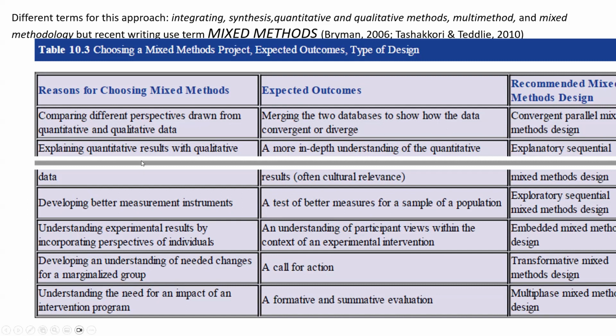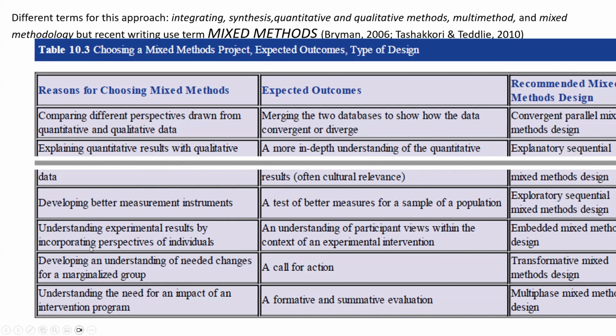If you have to explain quantitative results with qualitative data, a more in-depth understanding of the quantitative result upon cultural relevance, in that way, you use explanatory sequential. To develop a better measurement instrument, you do qualitative first and then quantitative. So whatever design this is, it is exploratory.